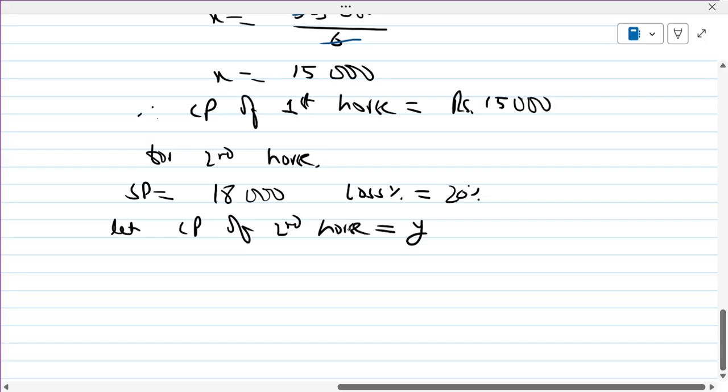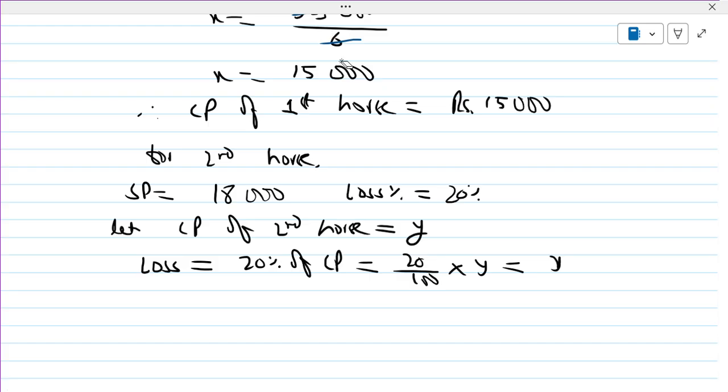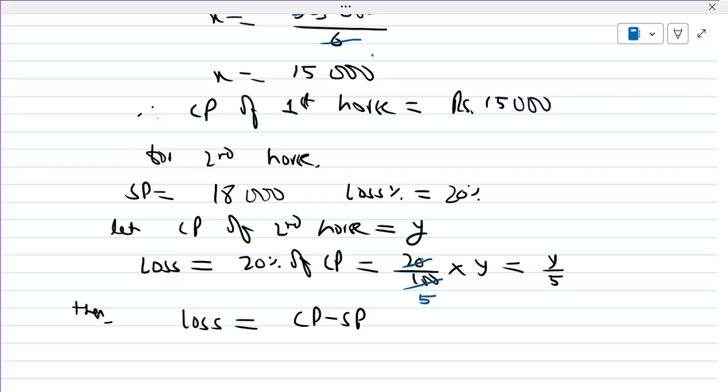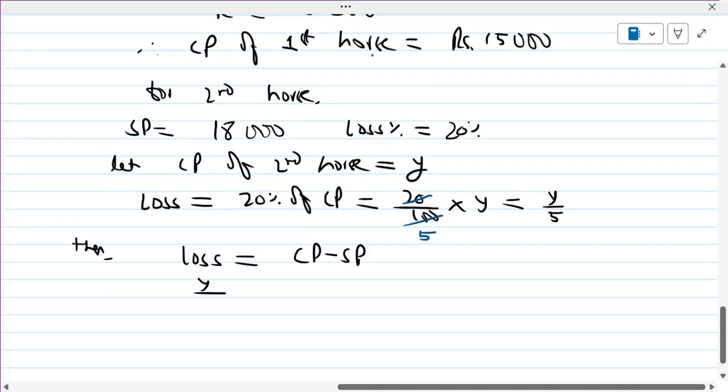And once we do that, loss equal to 20 percentage of CP is 20 by 100 into CP y, so it's y divided by 5, is it? Because by 20 100 can be cut for 5 times, so you get there y divided by 5. So this is the loss. And then we go for loss is equal to CP minus SP. If CP is greater, there will be loss. So to find loss, we do CP minus SP. And now we give the values. Loss we have y by 5. CP is y we have suppose. Sell price is 18,000. Now we make cross multiply.